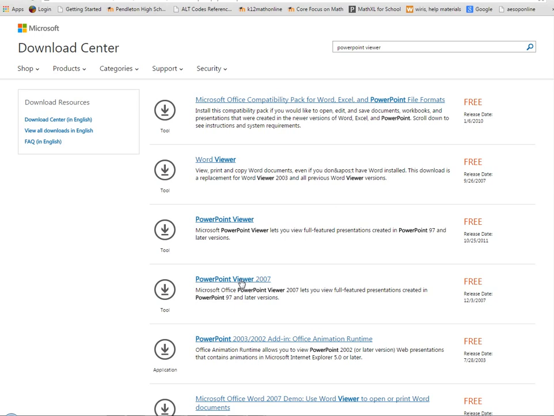PowerPoint Viewer is a free piece of software that allows you to download and open up and view slideshows. You just can't create them. But for this class, you don't need to. All you need to do is probably just look at the slideshows that I put up there, right? Both of those are freely available, good additions to your home computer.